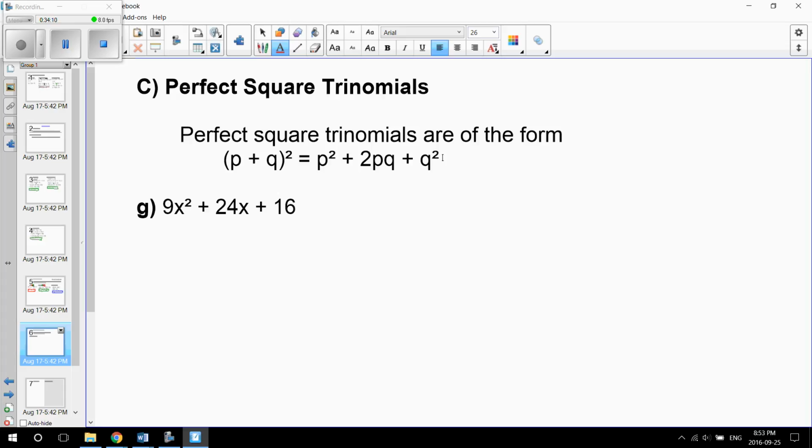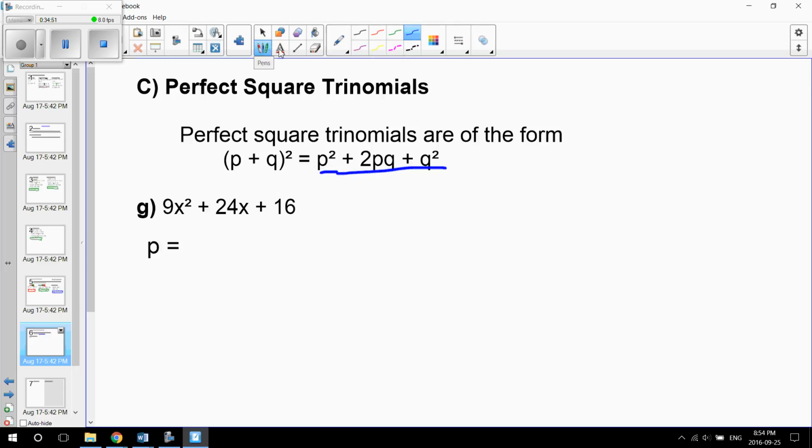So this might seem a little confusing with all these p's and q's here, but we're going to go through this example here, and hopefully that helps clear it up a little bit. So we see 9x squared plus 24x plus 16. What we want to do is pull out the p-value and the q-value. So let's look at our definition here with this formula. Our straight p-value here is p squared. That's sitting here out front.